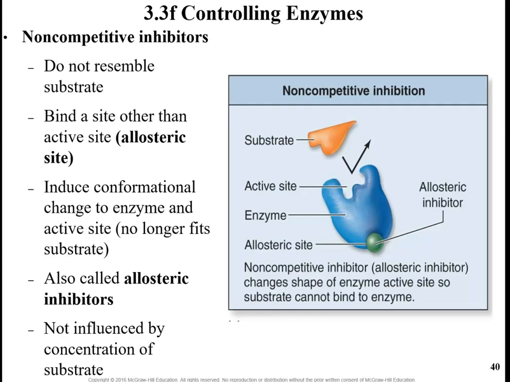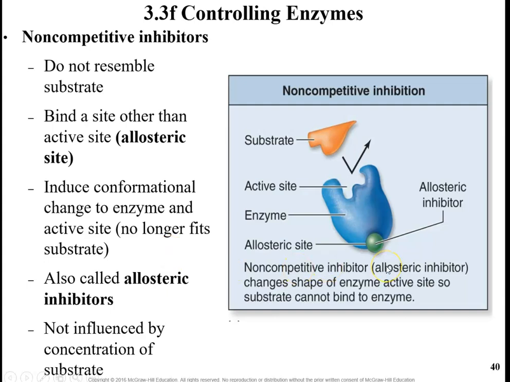Non-competitive inhibitors, on the other hand, do not resemble the substrate, and they bind to a site other than the active site. And this site is called an allosteric site. They induce a conformational change to the enzyme and to the active site, so it no longer fits the substrate. So you can see here, the non-competitive inhibitor is binding at a site separate from the active site. This is called the allosteric site. It induces a conformational change in the enzyme, and it changes the way the active site is shaped. So again, the substrate cannot bind to the enzyme.